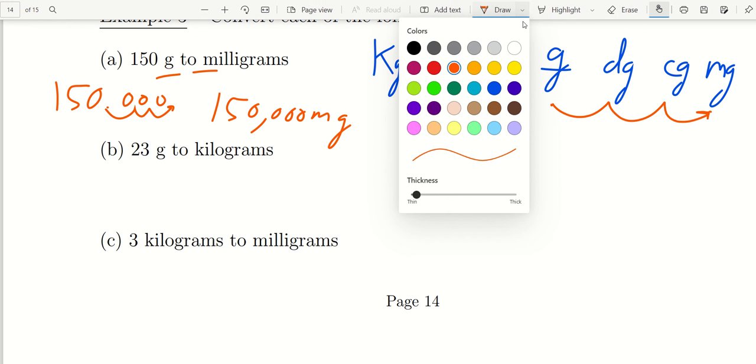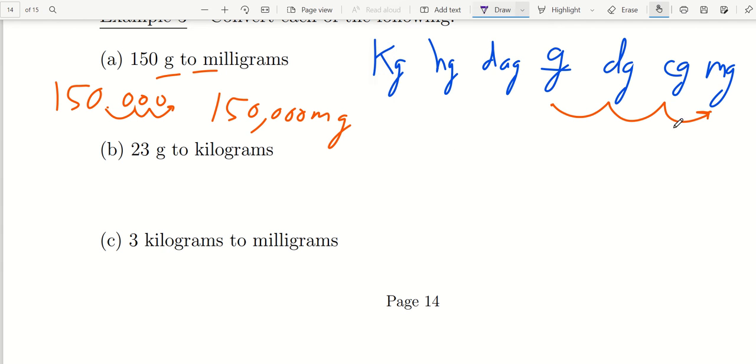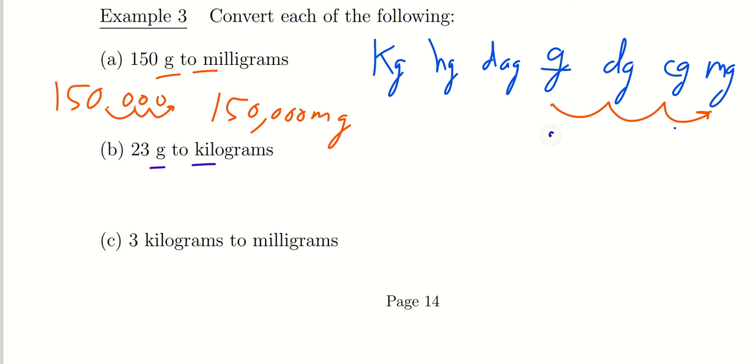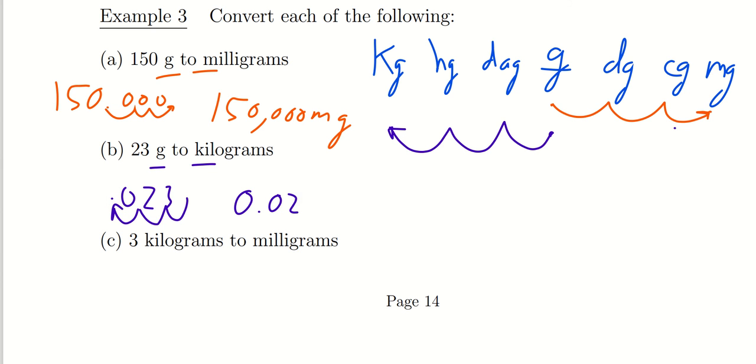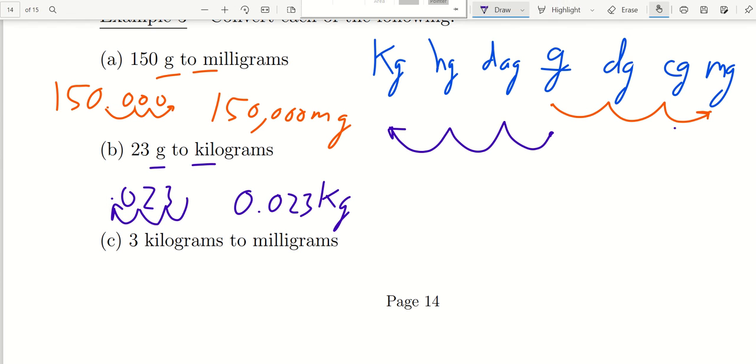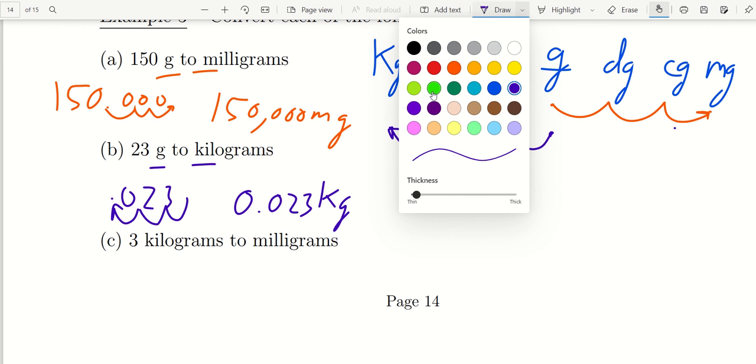Let's take a look at the next one. We want to convert 23 grams to kilograms. So grams to kilograms is 3 places to the left. So I go 1, 2, add a 0, 3 places to the left would give us 0.023 kilograms.